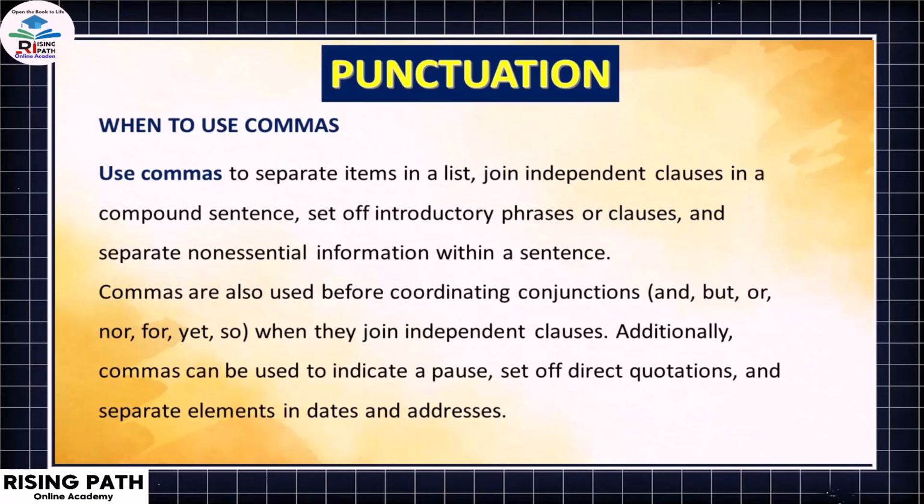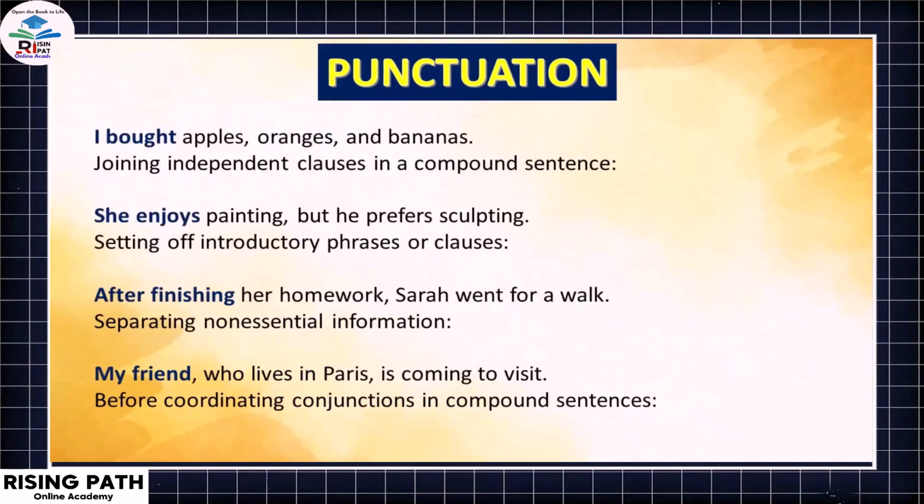dates and addresses. Now we have the examples. So note down these examples. These are very important, and use them when you are writing any piece or any essay or a report or whatever you're writing. So use the comma appropriately. Number 1 is the most commonly used example, that is, I bought apples, oranges, and bananas. Remember that after the comma there is always a small letter unless it is a proper noun.